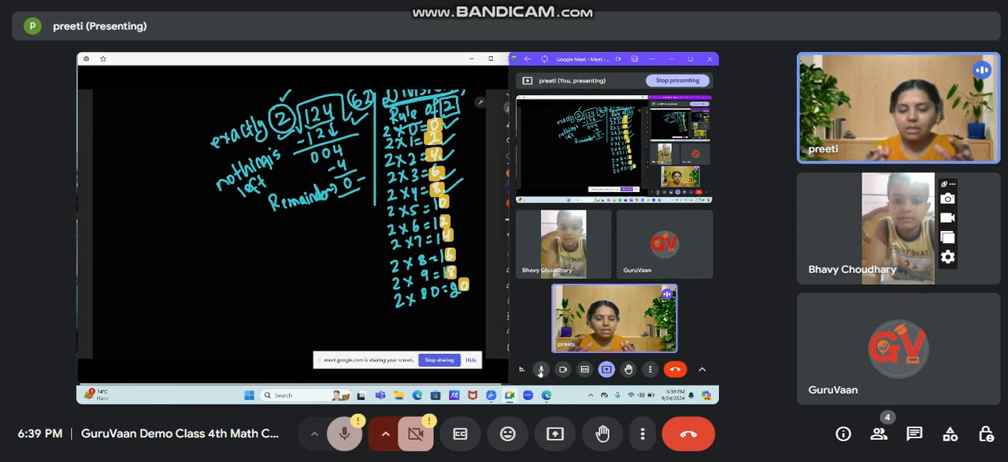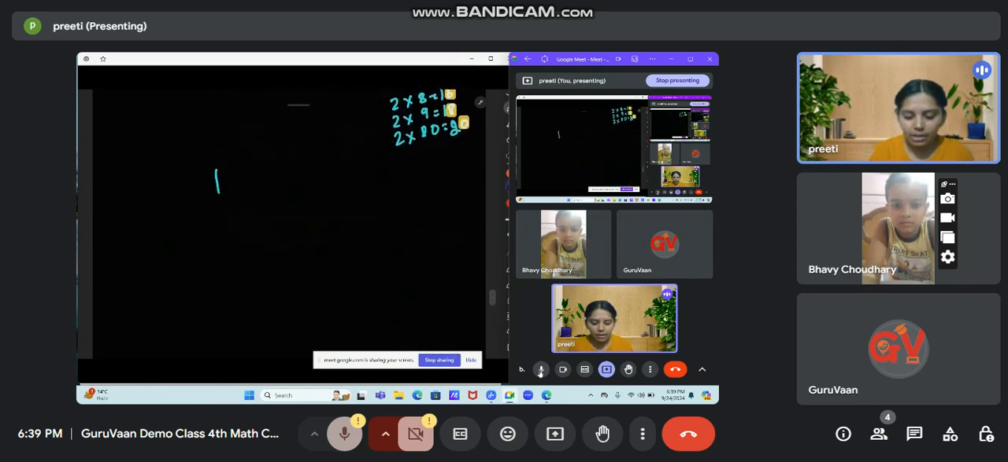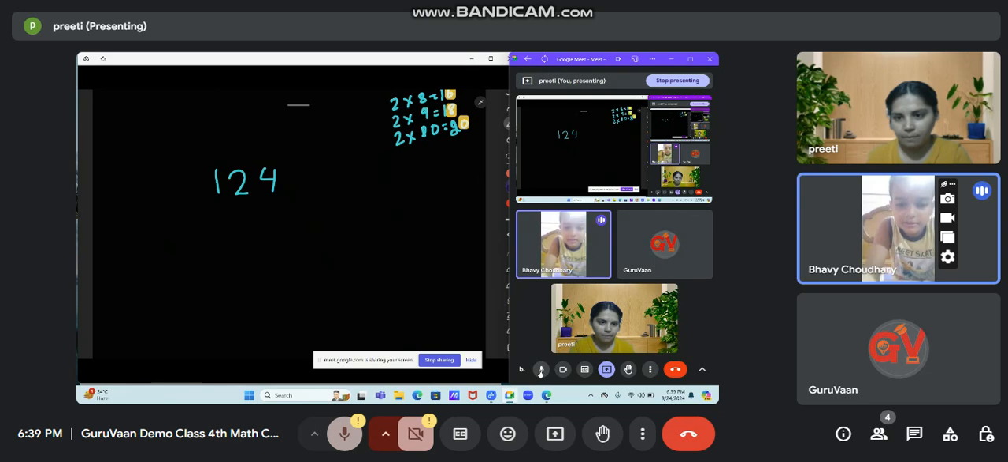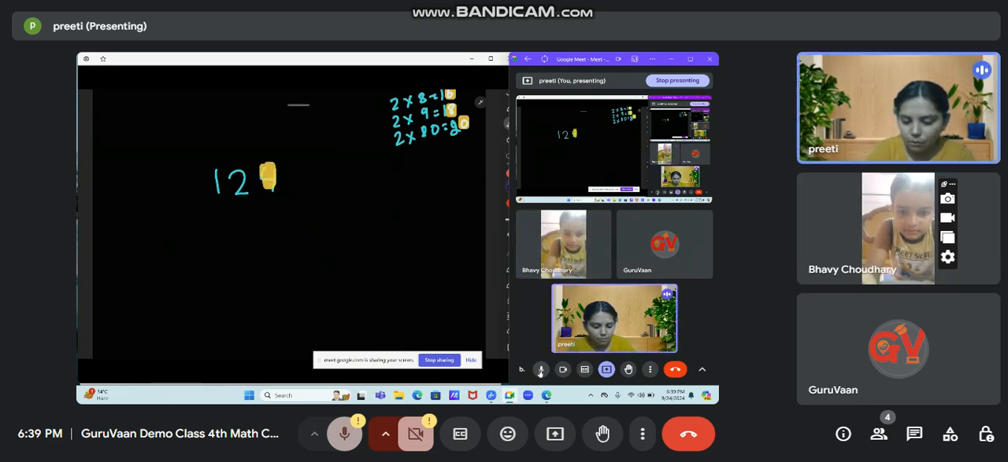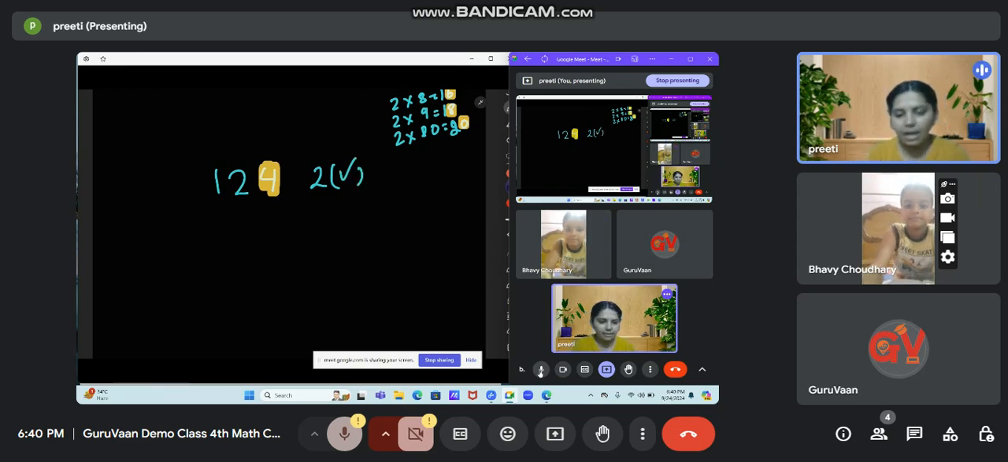If I just look at the number, suppose I write this number 124. What do I need to look at to check if it is divisible by 2 or not? I need to look at this 4 only, right? Yes, ma'am. And I can say this is divisible by 2, right? And I will divide it to find the further factors.